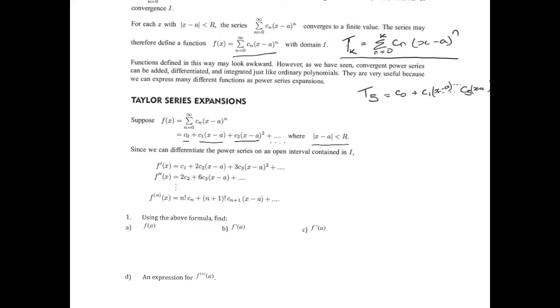Since we can differentiate the power series on an open interval contained in I, within the interval of convergence, we can differentiate it. When you differentiate it one time, you get C1. The C0 goes away because there's no x in it. The derivative of (x minus a) is 1, so 1 times C1 is just C1. Does that make sense? For this one, we put the 2 in front, so we get 2C2 times (x minus a) to the 1. Then 3C3 times (x minus a) to the 2, and so forth.